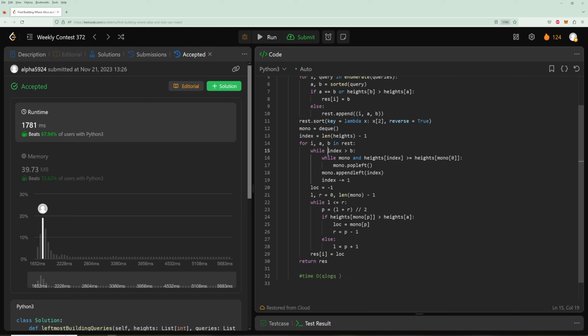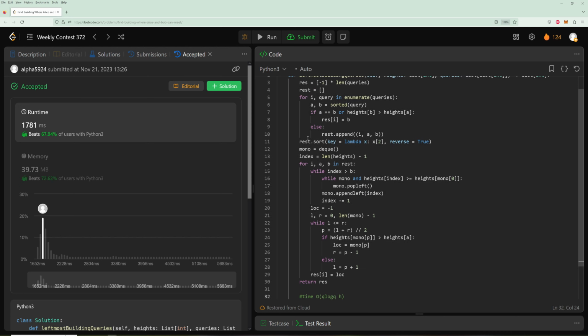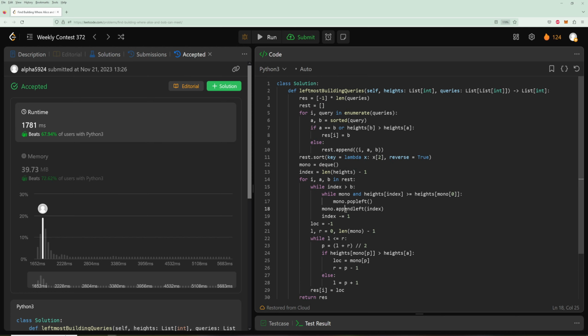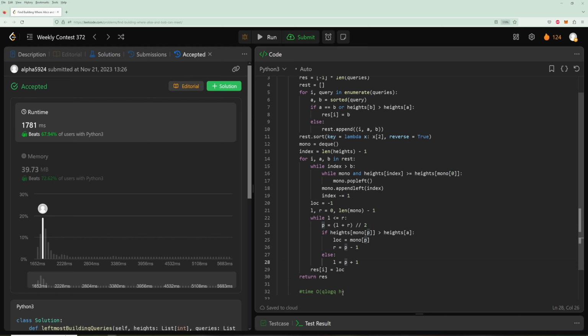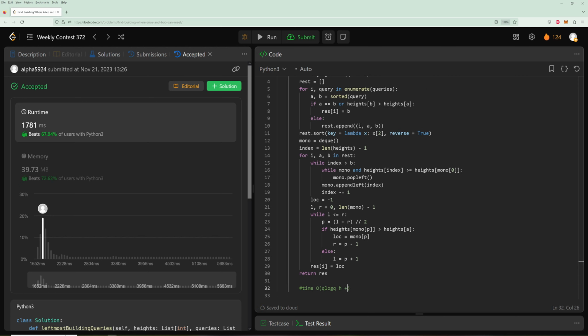Then we have our monotonic increasing stack that we're going to be building. So that's obviously going to be worst case of H. And for every single building in queries, we have to do a binary search. So this is going to be H here to actually build the monotonic stack, because worst case scenario, we have to actually go and build it all the way down. So that's going to be O of H.